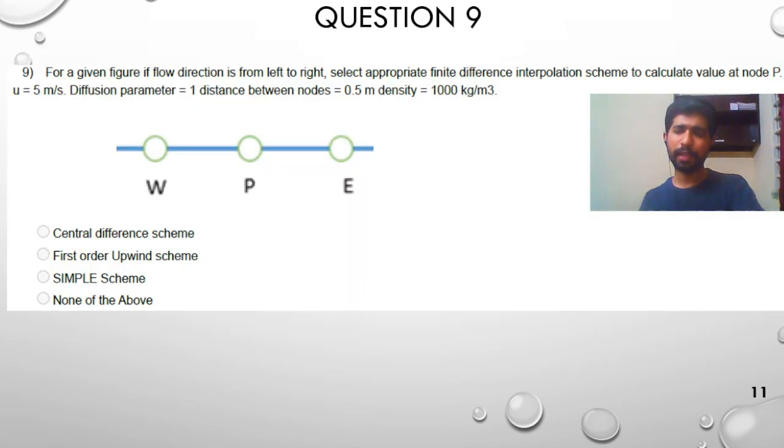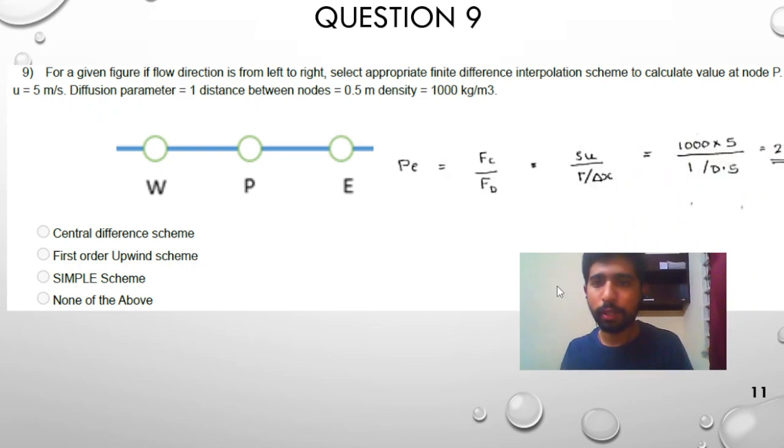Okay, this is again a repetition of, I think, a previous week's question. For a given figure, if flow direction is from left to right, that is U is positive, select the appropriate finite difference interpolation scheme. Here again, how do you select the scheme? You just have to calculate the Peclet number. Based on the Peclet number, if it turns out to be greater than 2, you need to go for an upwind scheme, otherwise you can go with a central difference scheme. I think it came out around 250. This we have done in the previous week also, so no problem.